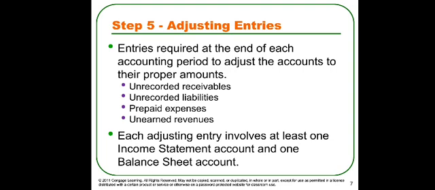Okay, remember each adjusting entry involves at least one income statement account and one balance sheet account. So remember, in the income statement there are two types of accounts, revenue accounts and expenses accounts. In the balance sheet there are three accounts, assets accounts, liabilities accounts, and equity accounts.